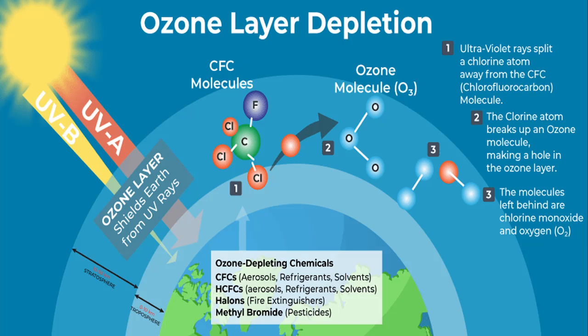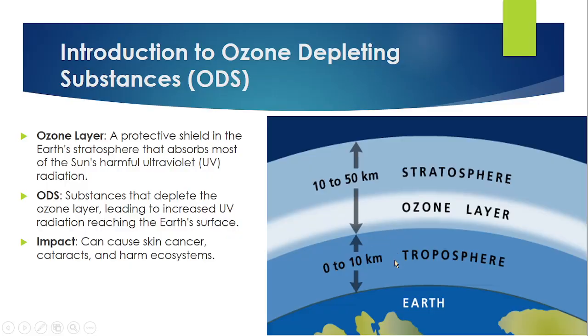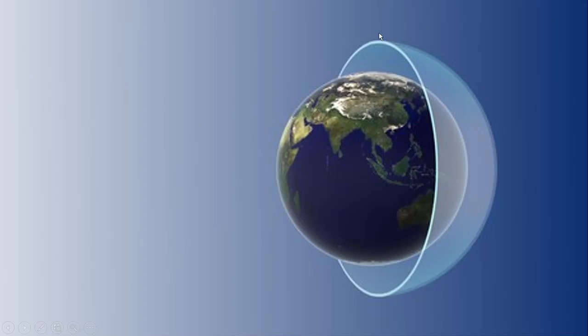So what is the ozone layer? First we need to understand. The ozone layer is a layer between the troposphere and the stratosphere. In between the stratosphere and the troposphere there is a layer which is called the ozone layer. Now what is the purpose of this ozone layer? It should look like this.